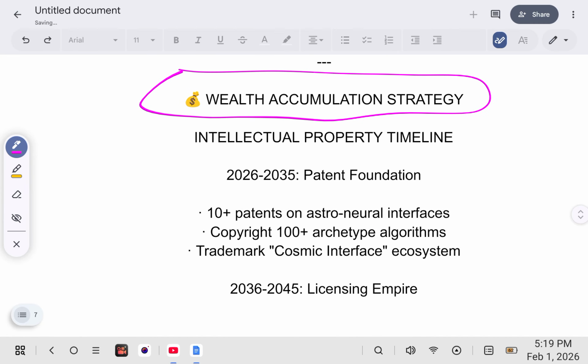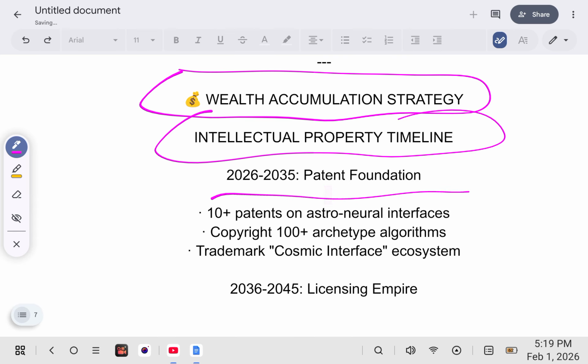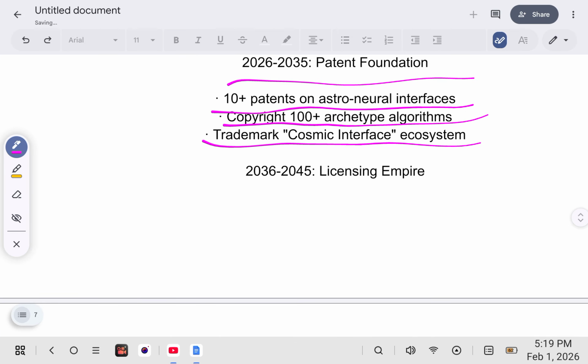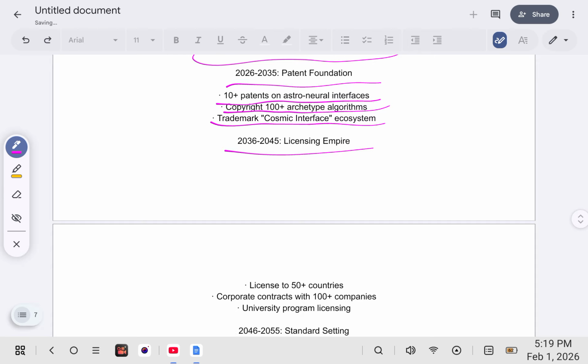Here's the wealth accumulation strategy. Intellectual property timeline. 2026 through 2035, patent foundation. 10 or more patents on astro-neural interfaces. Copyright 100 or more archetype algorithms. Trademark cosmic interface ecosystem. 2036 through 2045, licensing empire.